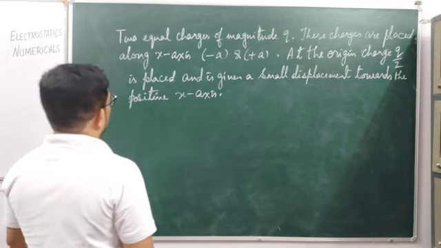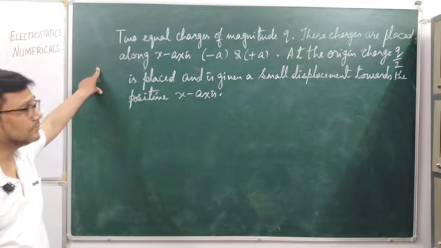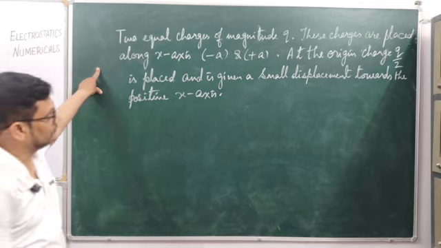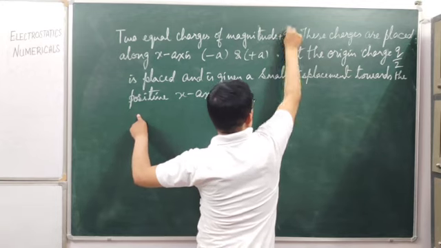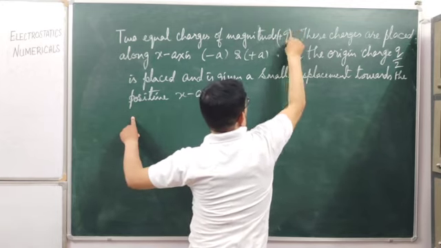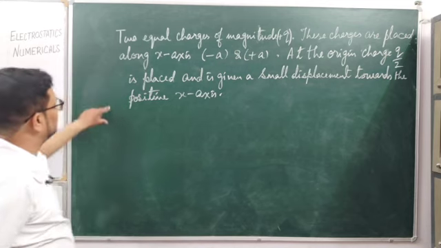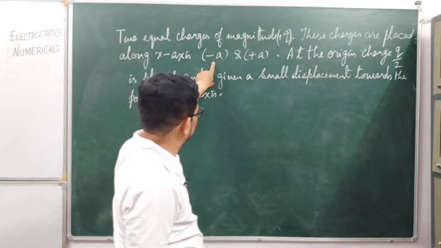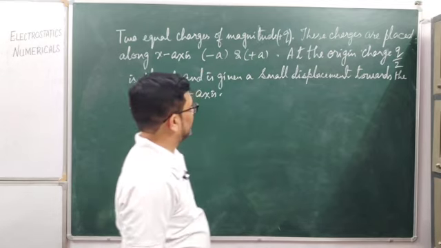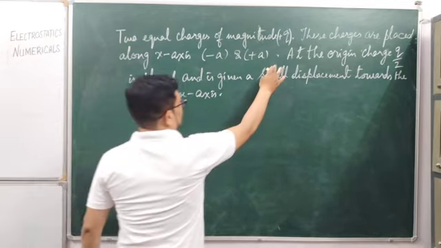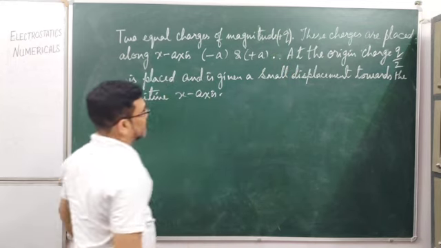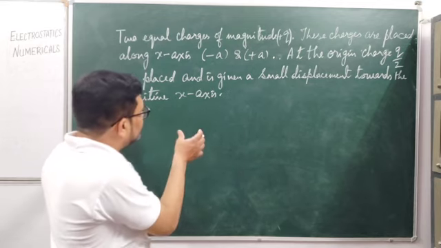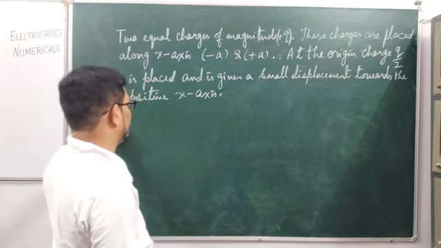Okay, so let's read it. It says, two equal charges of magnitude Q. Remember the magnitude and the nature of the two charges is the same. It is plus Q, okay? These charges are placed along the x-axis, and one charge is placed at minus A on the x-axis, one at plus A. Now these are the positions of the charges. The next part is, at the origin, another charge which is Q by 2 is placed and is given a slight displacement towards the positive x-axis.